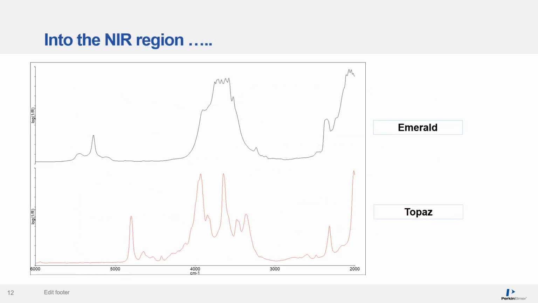We can also extend the measurements into the near-infrared region of the spectrum, as in some cases the spectral differences are clearer than they are in the mid-infrared region. We can see this clearly for the spectra of emerald and topaz. These spectra were measured in diffuse reflectance.